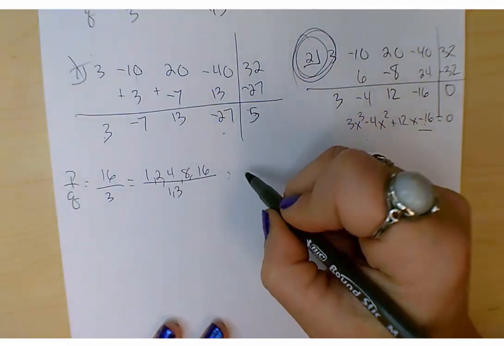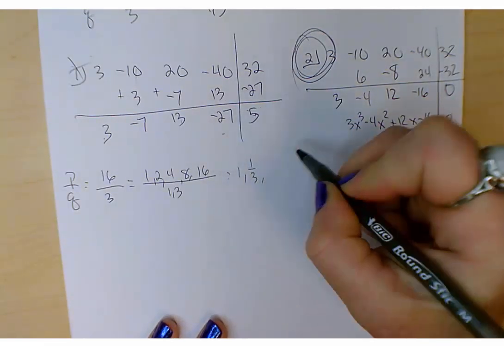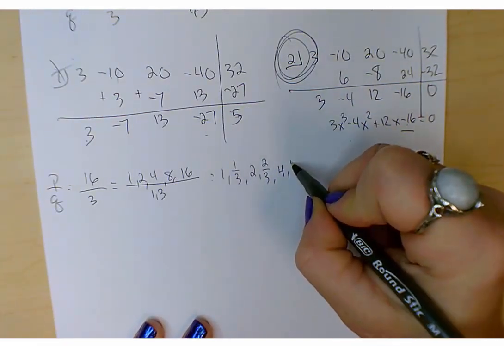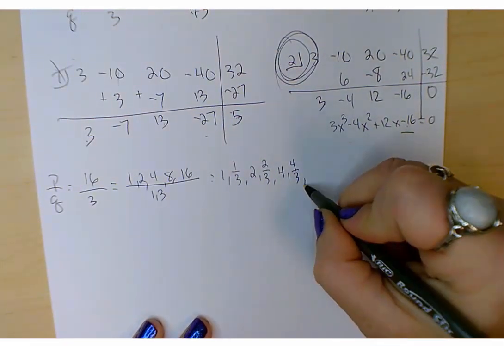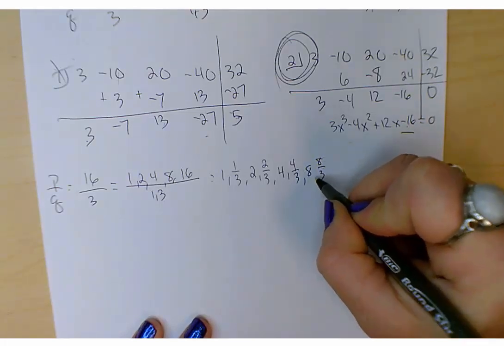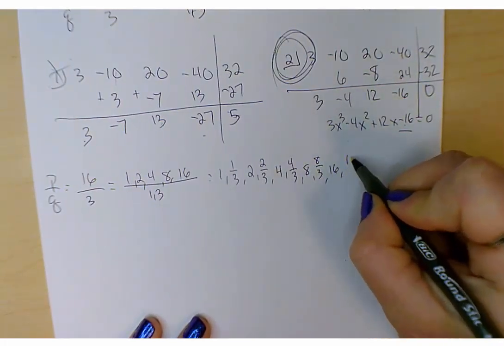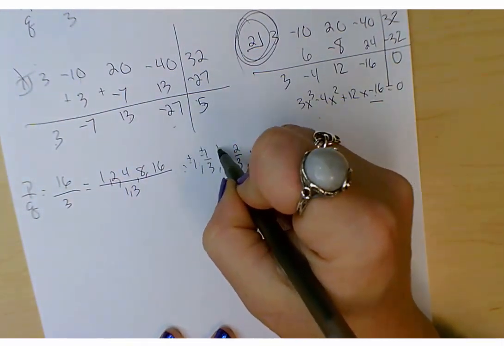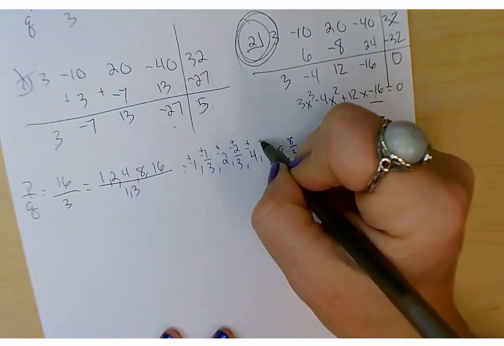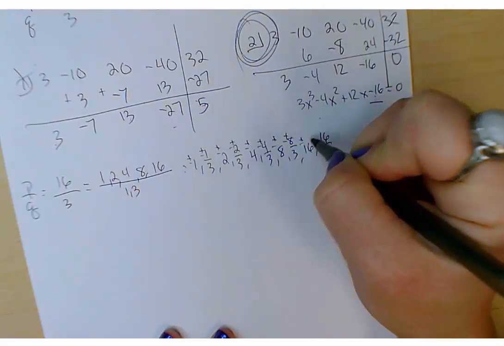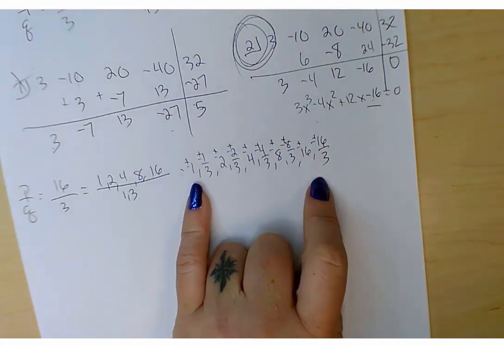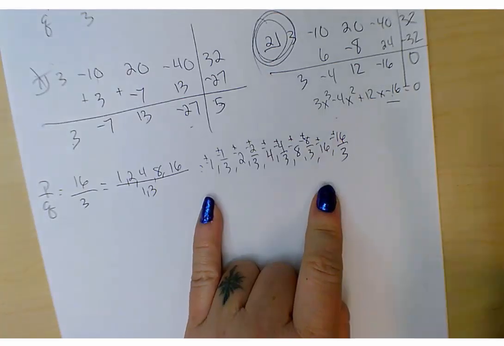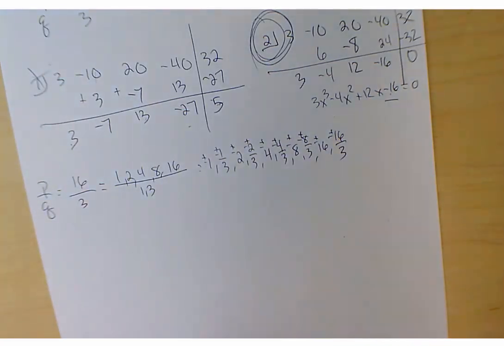So that means our list here: 1 over 1, 1 over 3, 2 over 1, 2 over 3, 4 over 1, 4 over 3, 8 over 1, 8 over 3, 16 over 1, and 16 over 3. Again, making sure that we add a plus or minus to every single one of these. Every single one of these numbers is now game. Just because we got a 2 before doesn't mean we can't get a 2 again. We do need to test every single number here.